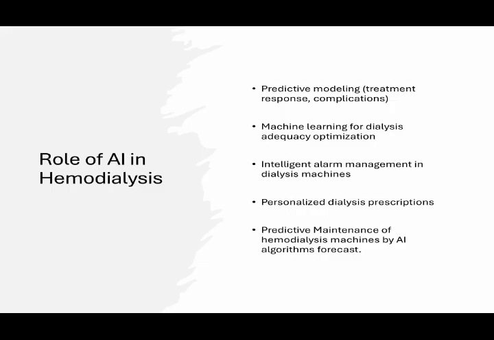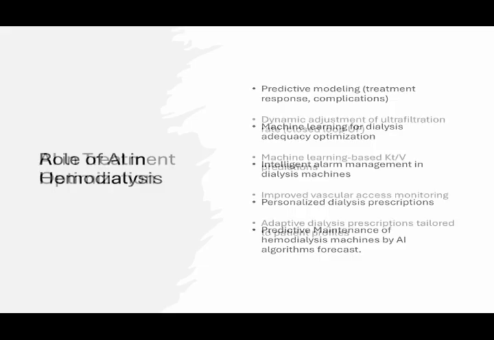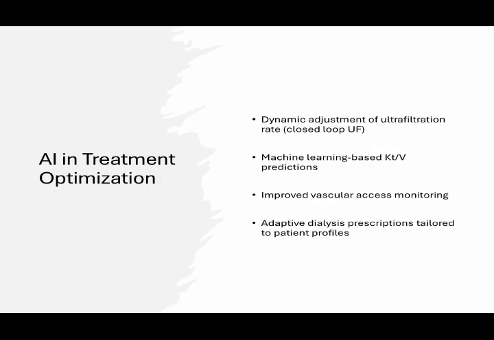Then coming to AI treatment optimization. In this, the dynamic adjustment of the ultrafiltration rate is called closed loop ultrafiltration. In closed loop ultrafiltration, the rate is adjusted in real time according to the patient's blood pressure, blood volume, and blood viscosity, which change during 4 hours of hemodialysis.